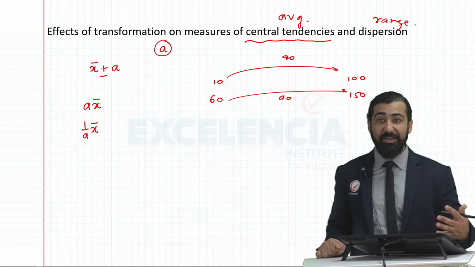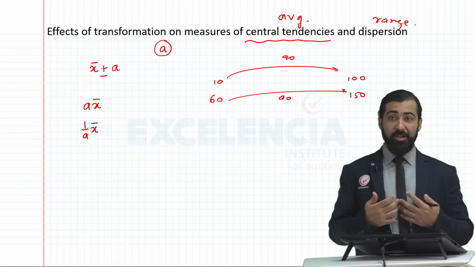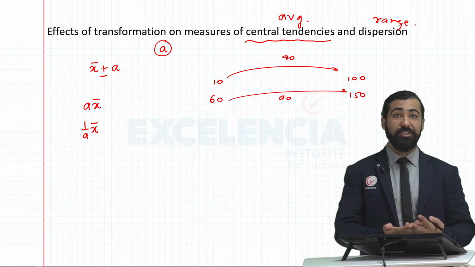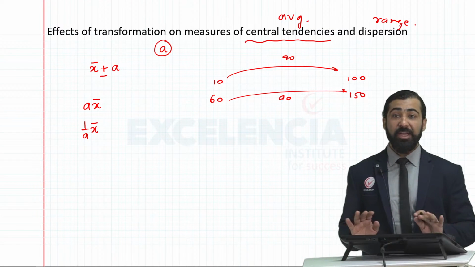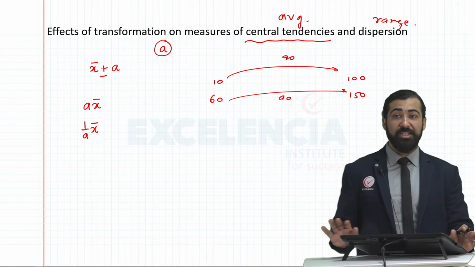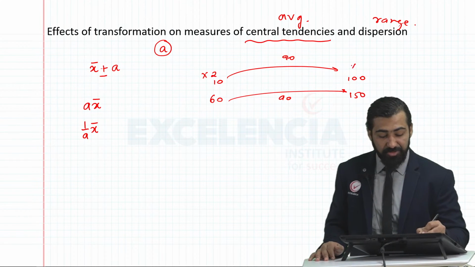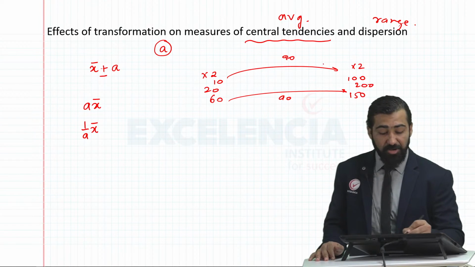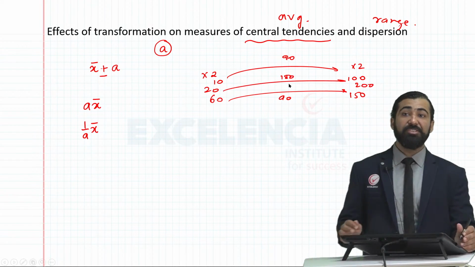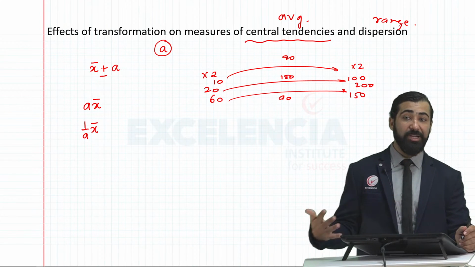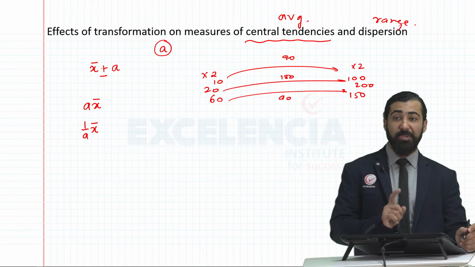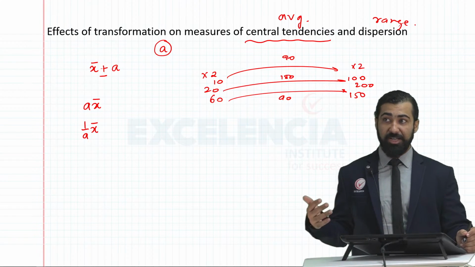So when I add or subtract a particular number to all the observations, all the data points, my range and standard deviation are not affected. But if I were to multiply, let's say I multiply this by 2, and this by 2, this becomes 20, this becomes 200. Originally range was 90, now you can observe range is 180. So when I multiply or divide each value by a certain number, my range multiplies or gets divided by the same number.